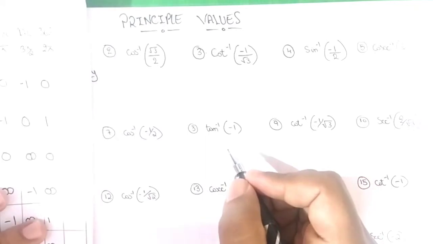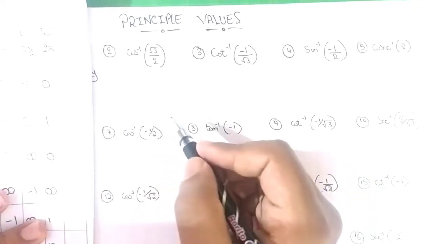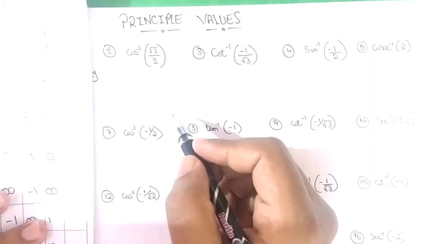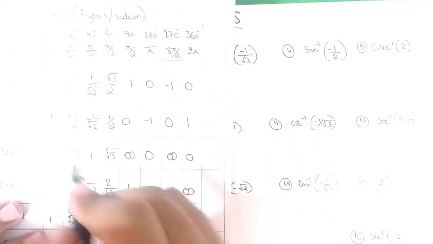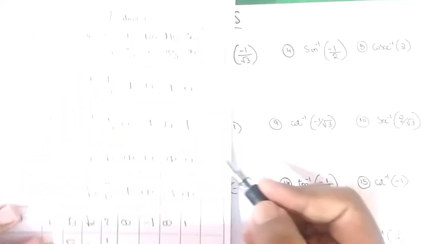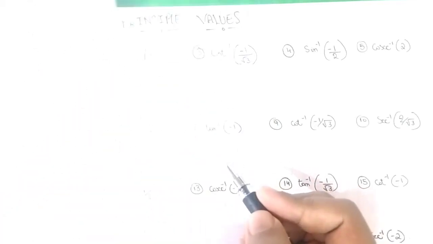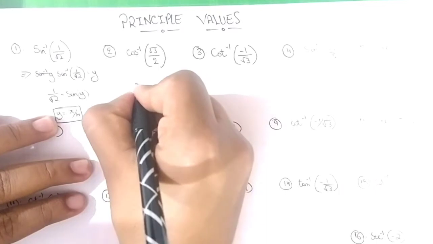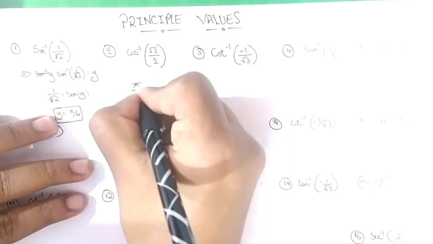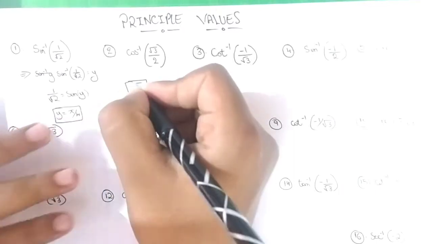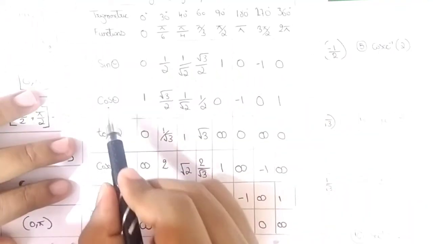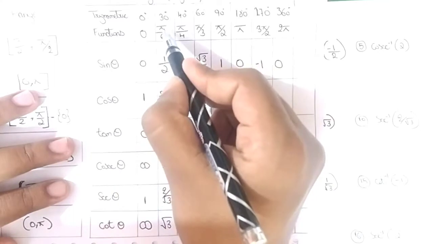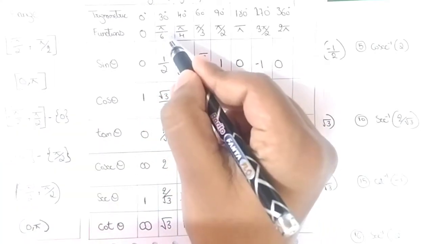Cos inverse of root 3 by 2 is our second question. Cos inverse of root 3 by 2 is pi by 6. You can directly write the answer as pi by 6. There is nothing much, you can directly check here. Cos inverse of root 3 by 2 is pi by 6.